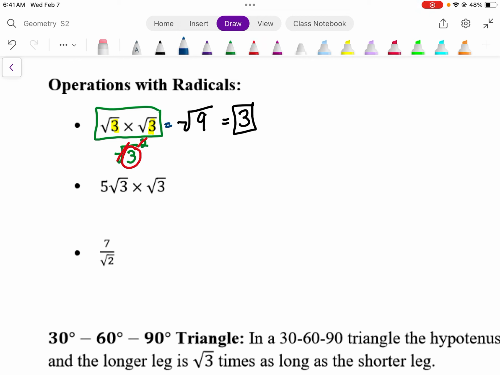All right, our next one, we have 5 square roots of 3 times the square root of 3. So with this part, we just went over how that is equal to 3. The 5 up front is being multiplied by it, so we would have 5 times 3, and that gives us 15.